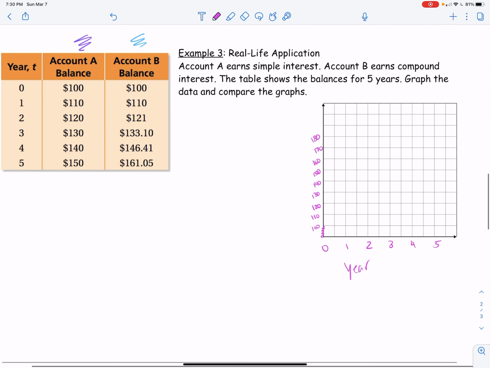So now let me graph my account A balance. So it looks like account A at 0, it's at 100, at 1 it's 110, at 2 it's 120, at 3, oh wait, hold up. I have to be careful because it's like here. There we go. Perfect. So this is my account A. Okay, let me label it here: account A.